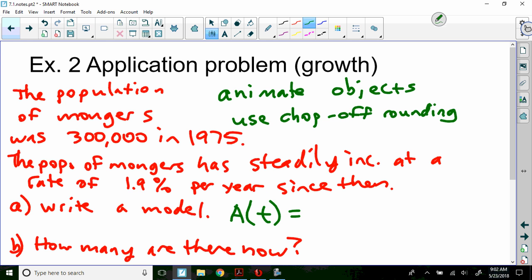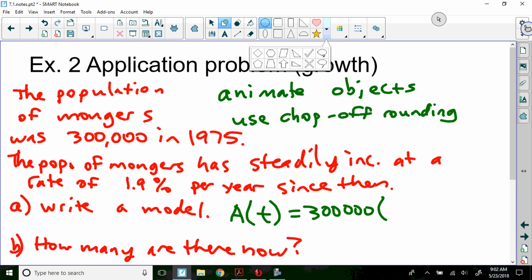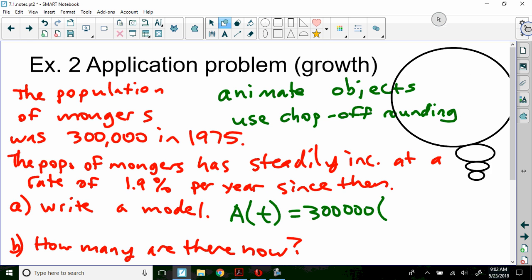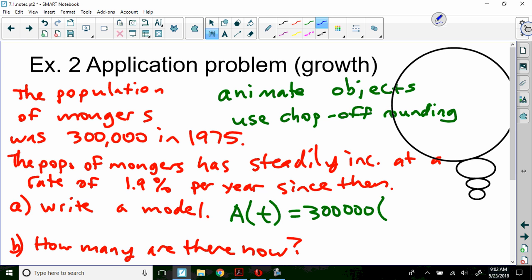300,000. So that's going to be going right here, 300,000. Okay, times 1. Well, I'm going to leave that blank for a second. I'm going to go ahead and do a thought bubble and think to myself, self, what do I know about my b value? My b value for growth is 1 plus r, right? Well, what's the rate?